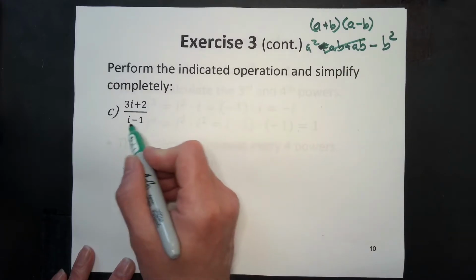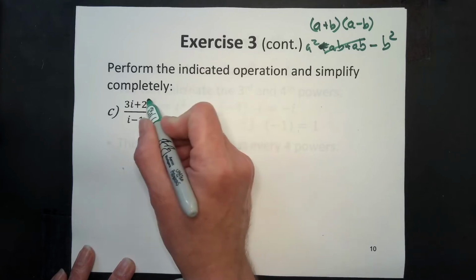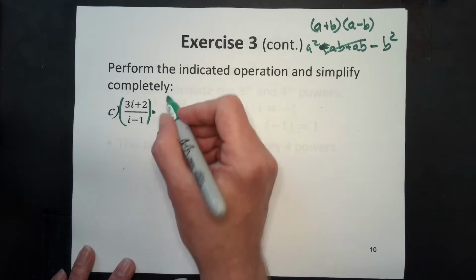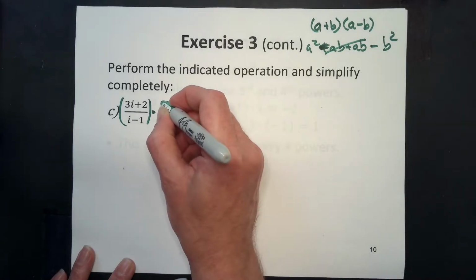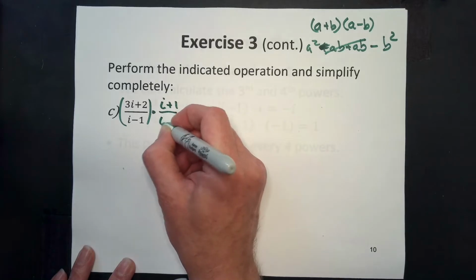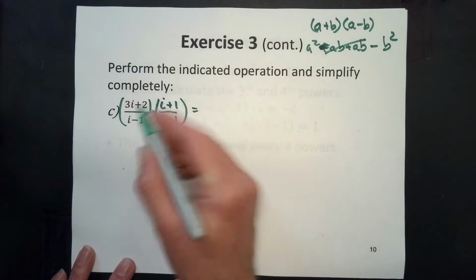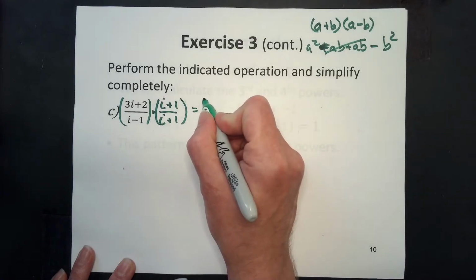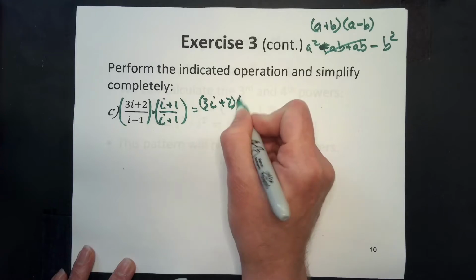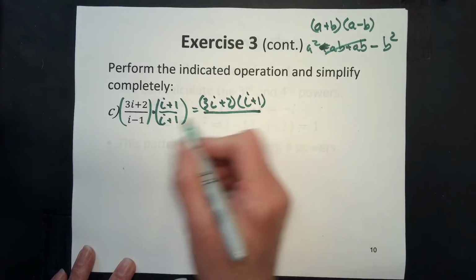So I can multiply by the conjugate of the denominator here, top and bottom, because I don't want to change the value of my fraction. So I have 3i plus 2 over i minus 1, and I multiply both top and bottom by i plus 1, change the sign in the middle, i plus 1. I haven't changed the value of my fraction. Well, now I'm just going to get 3i plus 2 times i plus 1. We'll FOIL that out in a minute.